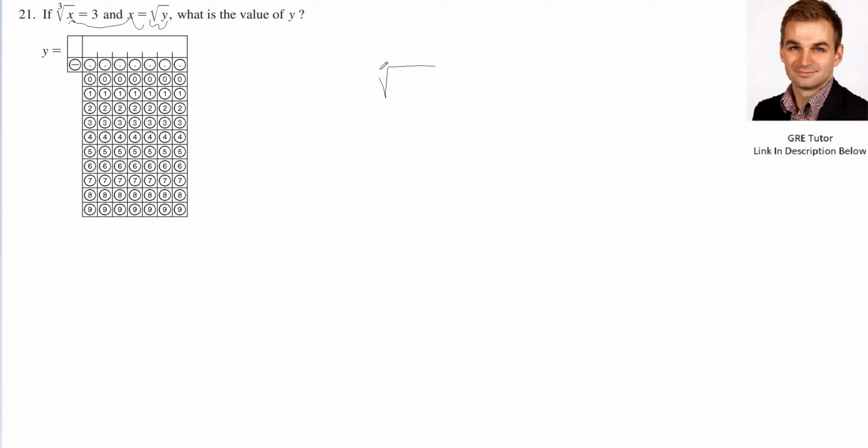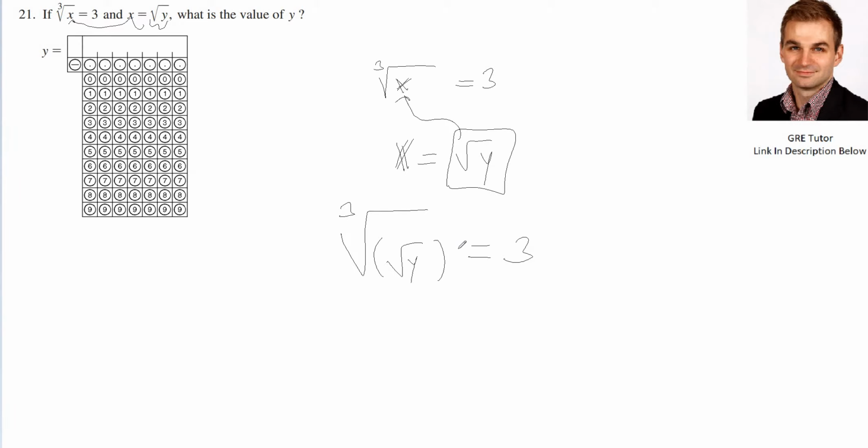So we've got the cube root of x is equal to 3, and we have x is equal to the square root of y, right? So we know that x is here and x is here. So we can take the square root of y and plug it in for where x is right there. So that becomes the cube root of the square root of y is equal to 3. Okay, so that's what we have now.